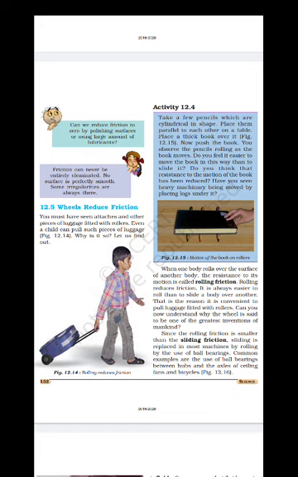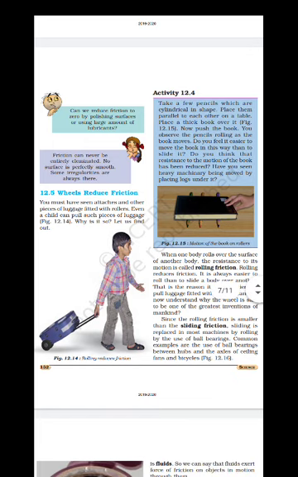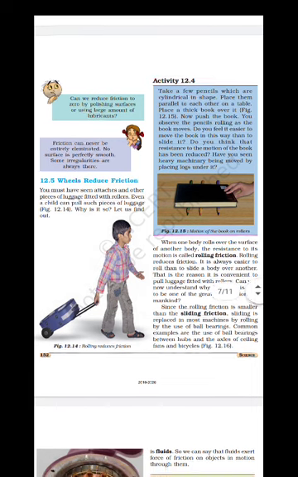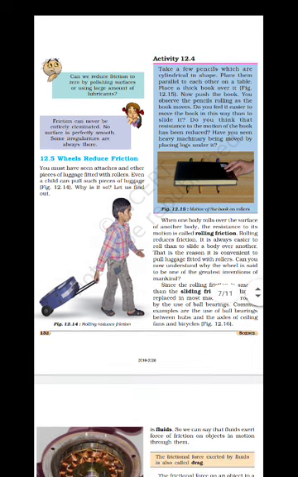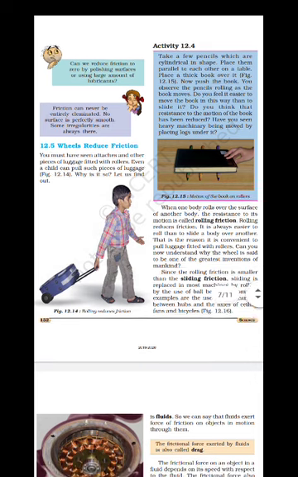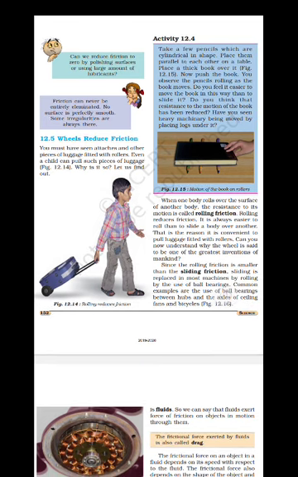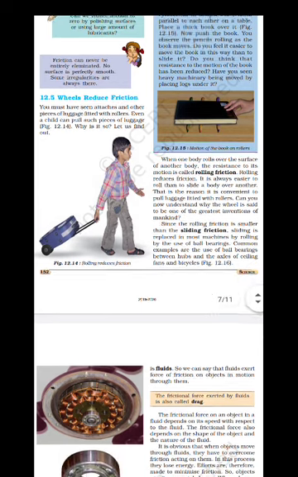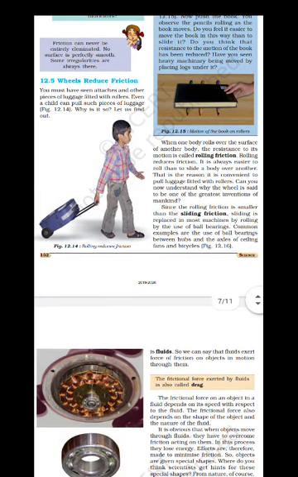When you slide a book directly on a table, you will have to apply more force. But when you put rollers, the pencils, with lesser force itself, you can move the book. So we see that when one body rolls over the surface of another body, the resistance to its motion is called rolling friction, and rolling reduces friction. It is always easier to roll than to slide a body over another. The rolling friction is always smaller than the sliding friction.